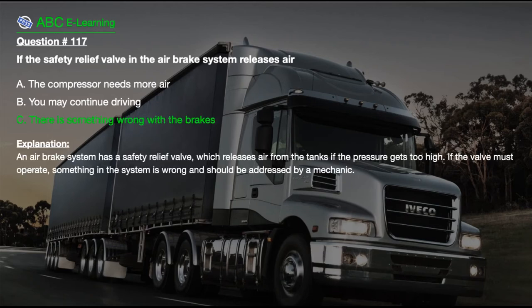The correct answer is here, C. There is something wrong with the brakes. Explanation. An air brake system has a safety relief valve, which releases air from the tanks if the pressure gets too high. If the valve must operate, something in the system is wrong and should be addressed by a mechanic.